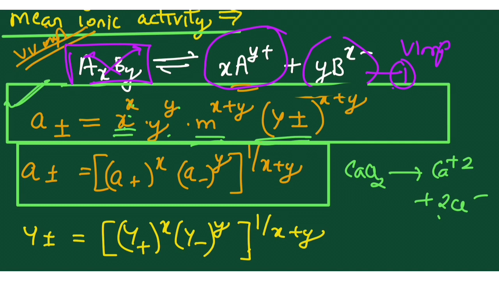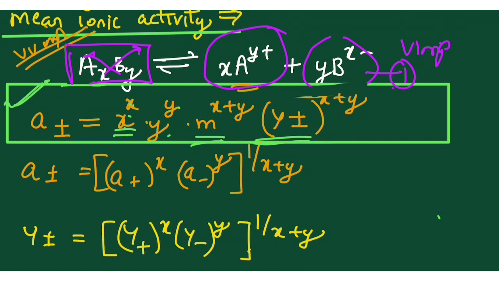Now, what is this plus minus? A plus minus is the mean ionic activity, and gamma plus minus is the mean ionic activity coefficient. You will be provided with the molality of the solution, put it here. You will get the values of x and y by writing the dissociation equation. You will be provided with gamma plus minus and you can put it here, and you can calculate the mean ionic activity.